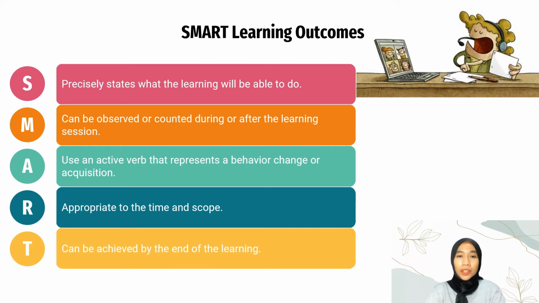A stands for action-oriented, which means the learning outcomes should use an active verb that represents a behavior change or acquisition. R stands for reasonable, as it is needed and appropriate to the time and scope. T stands for time-bound, as the learning outcome is expected to be achieved by the end of the learning.